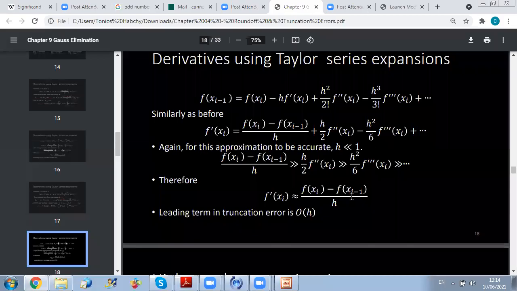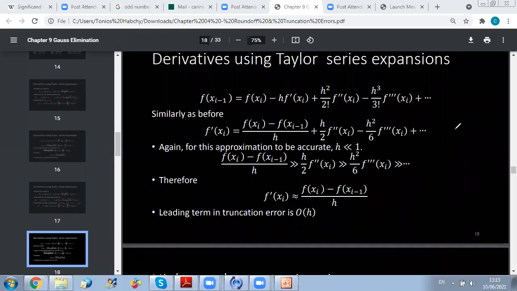So we were saying that we want to find the expression of f prime at xi using the backward scheme. After rearranging terms, we will get that f prime at xi is equal to (f(xi) minus f(xi minus 1)) over h, plus h over 2 f second at xi, minus h square over 6 f third at xi, and so on.